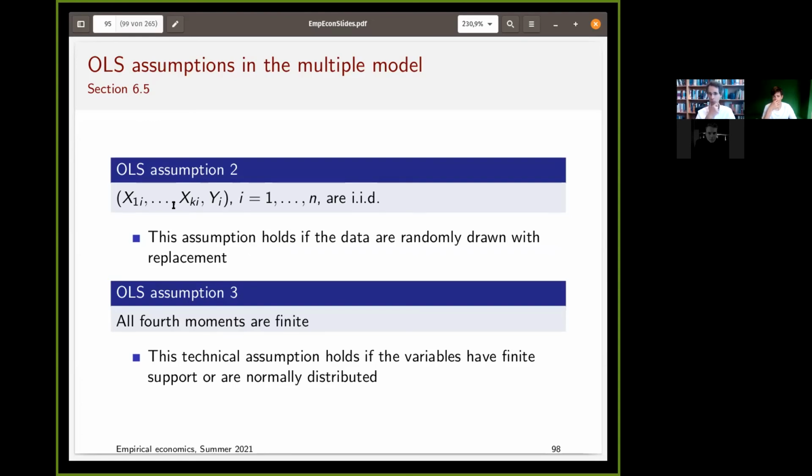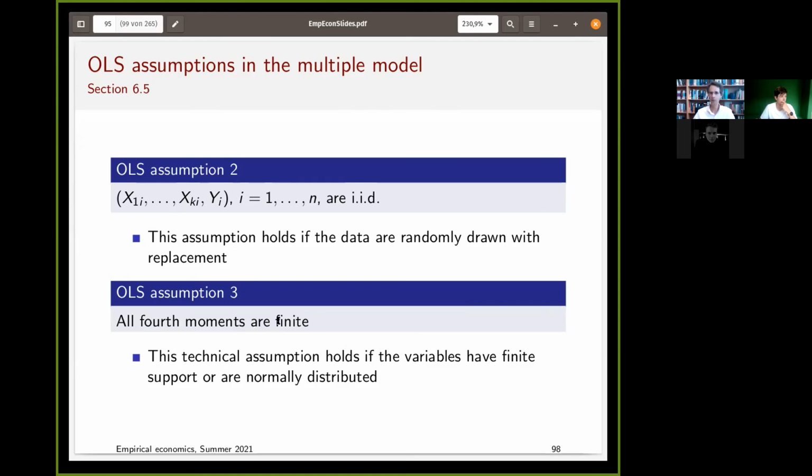On the other hand, if we work with time series data, we will do that in a special case with panel data at the end of the semester. But if we work with time series data, then it's not reasonable to assume that they are independent, because today's values often have an impact on tomorrow's values. So there's an intertemporal relationship between the variables, and then this assumption would be violated, which is why we start working with cross-sectional data, where this assumption usually should be satisfied.